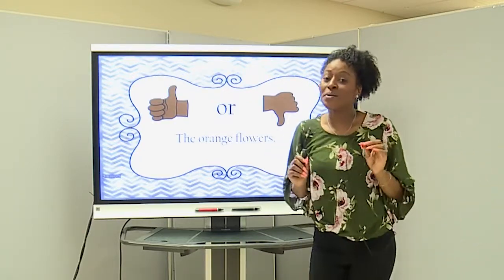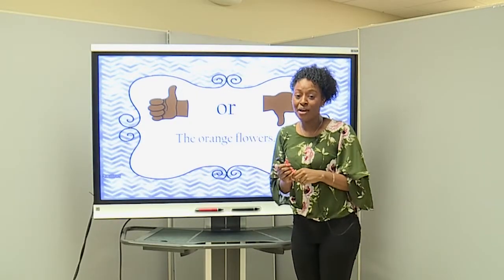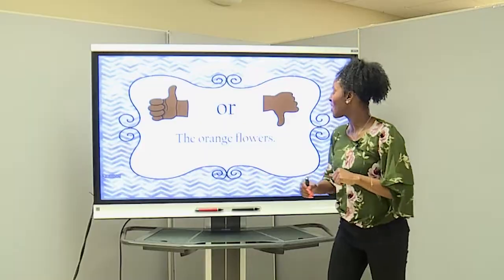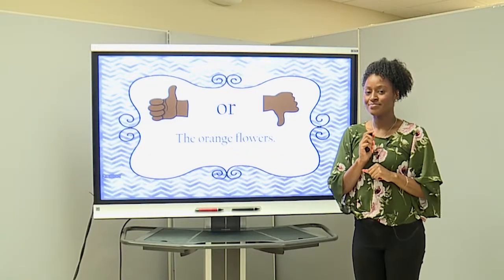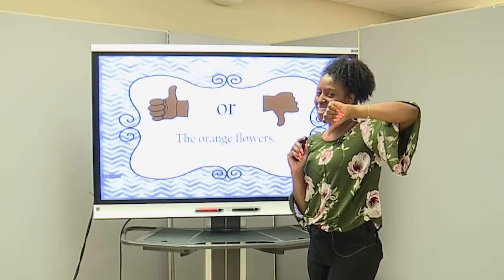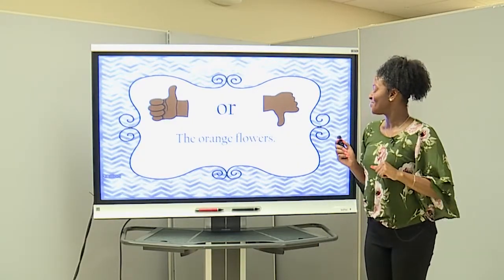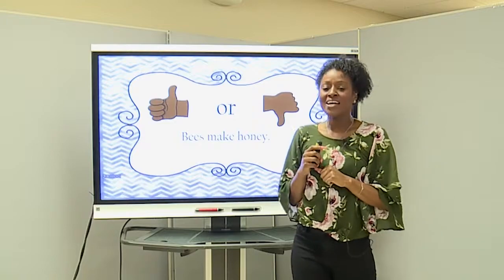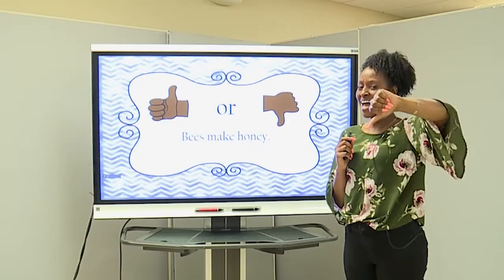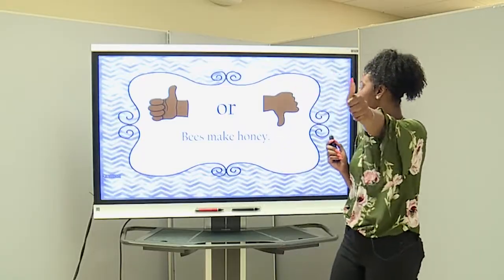All right, so we're going to practice a few of them. Are you ready? I'm going to read off the sentence or the fragment. You're going to tell me if it is a sentence or if it is not a sentence. All right? The orange flowers. Sentence? Not a sentence. This one is not a sentence. Bees make honey. Sentence? Not a sentence. This one in fact is a sentence.